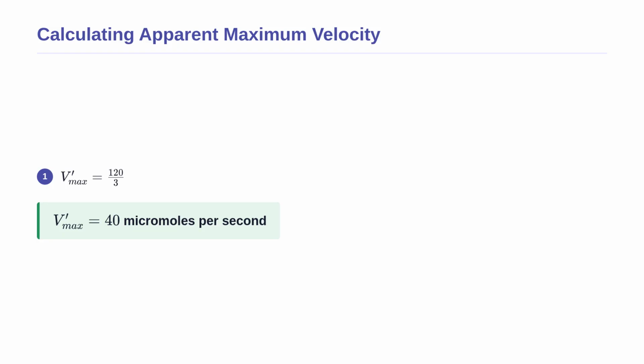Physically, this means that even if we flood the test tube with an infinite amount of substrate, the enzyme can never work faster than this new limit of 40. The inhibitor has effectively taken 2/3 of the enzyme molecules completely offline.